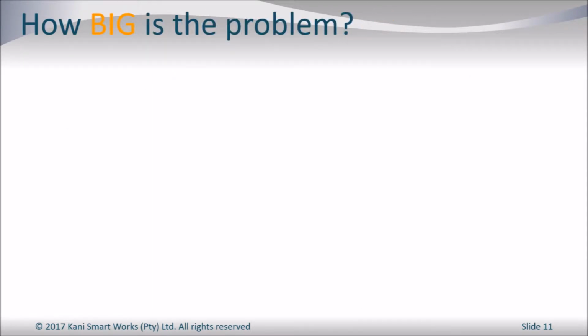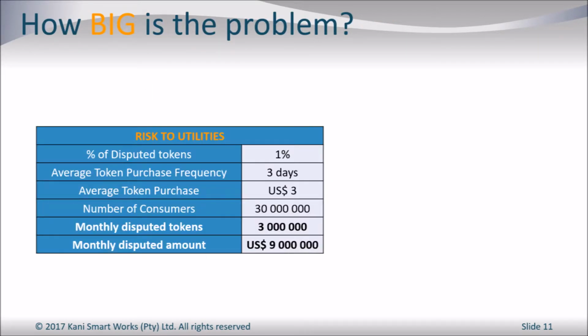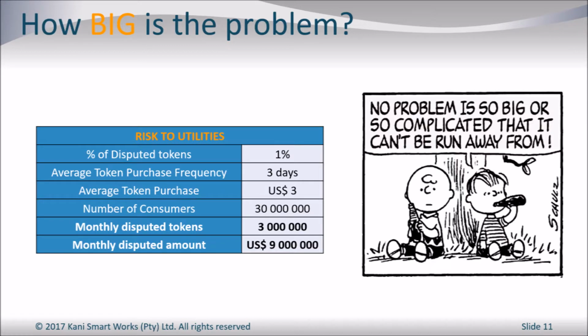So how big is the problem? Well, if you consider all the utilities that potentially have STS meters, and again assume the same percentage of disputed tokens, an average token purchase frequency of 3 days, an average token purchase amount of $3, and the number of consumers potentially up to 30 million, that means the monthly disputed tokens could be as many as 3 million a month, with the disputed amount being $9 million.